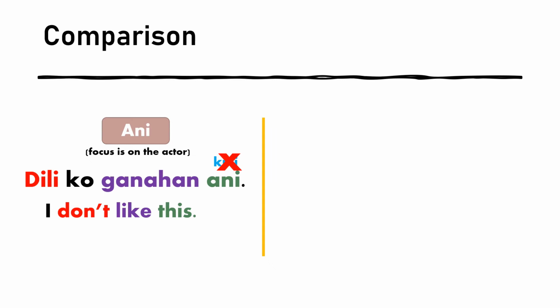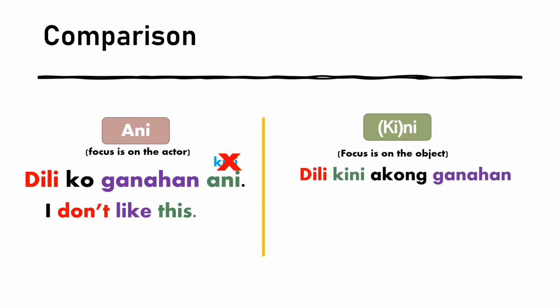The focus actually here is on the actor. Now, what if I will use ni in I don't like this? To use ni in I don't like this, the context will be different now because the focus will now be on the object. So right after dili, instead of the subject, ko, we will use kini and then we will use akong. Dili kini akong ganahan. Or you will say, dili ni akong ganahan. So the context has been changed from I don't like this to this is not what I like.